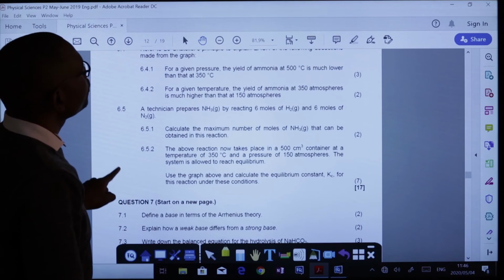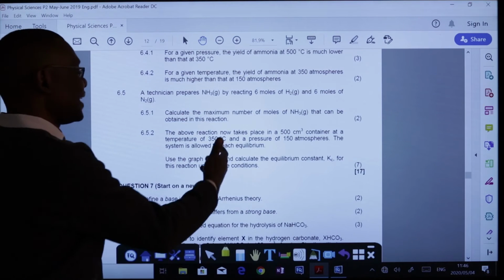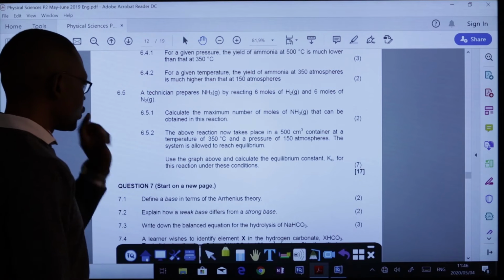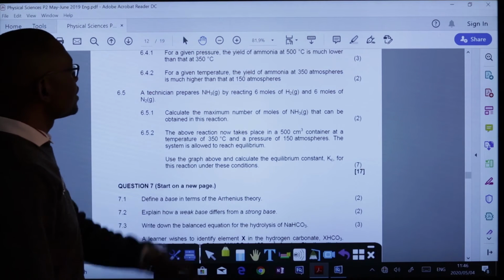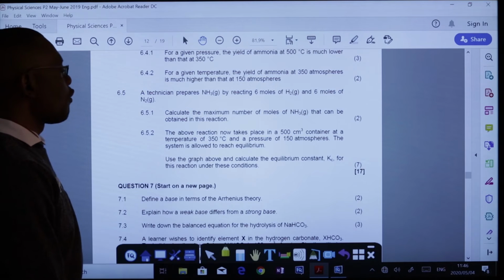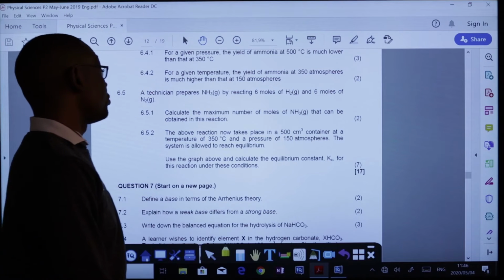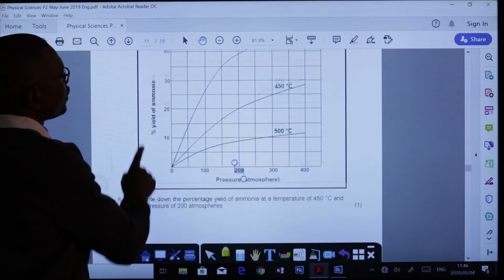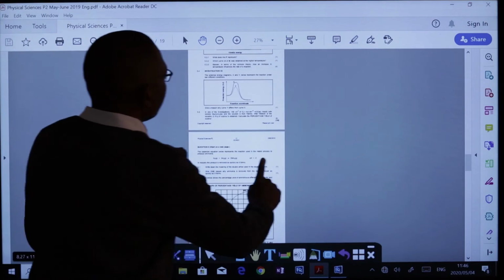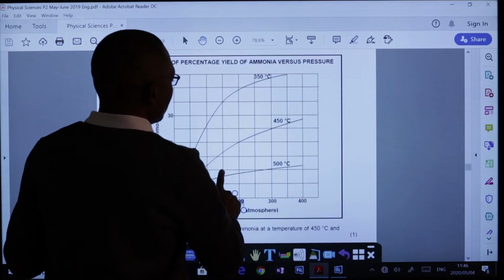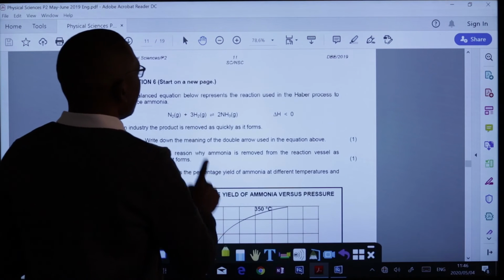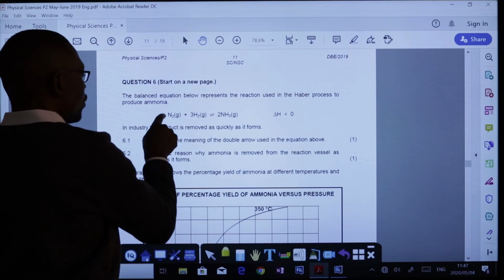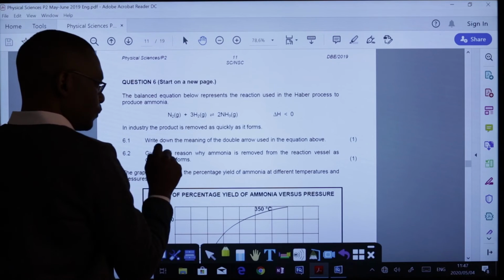Next, a technician prepares ammonia by reacting 6 moles of hydrogen and 6 moles of nitrogen. Calculate the maximum number of moles of ammonia that can be obtained in this reaction. Boys and girls, if you look at our balanced equation here, you will see that they react in the ratio of 1:3.